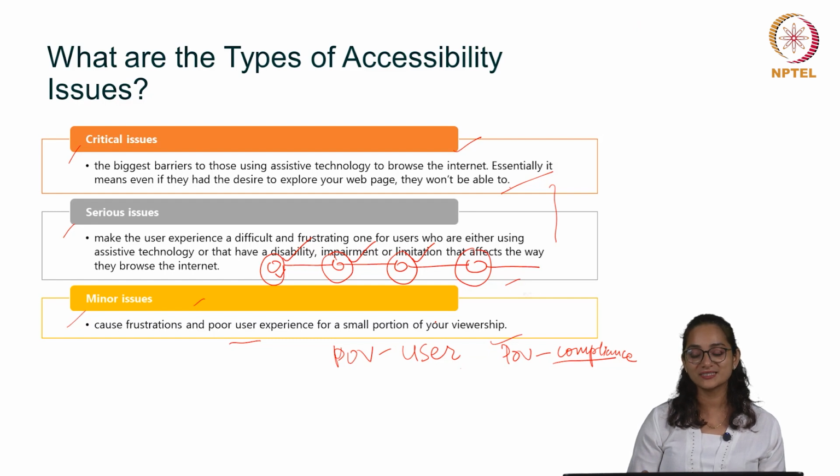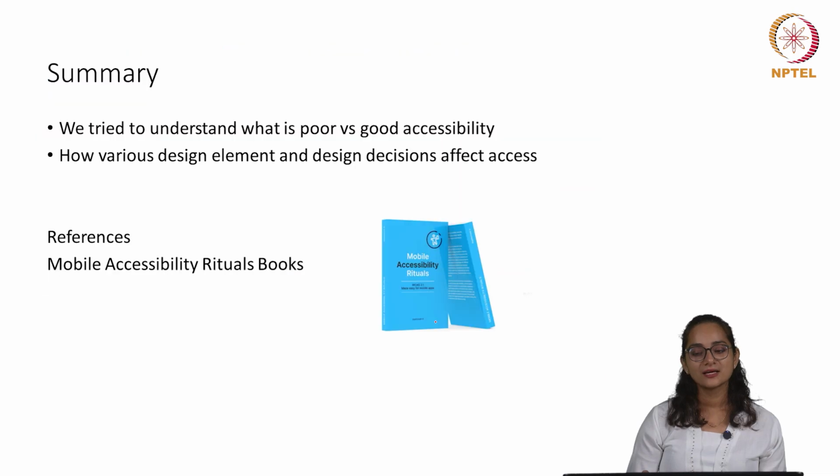digital accessibility course. So just to summarize this session, we tried to understand what is poor versus good accessibility through various design elements and design decisions which affect accessibility. We can make our work more accessible to a wider set of audiences.